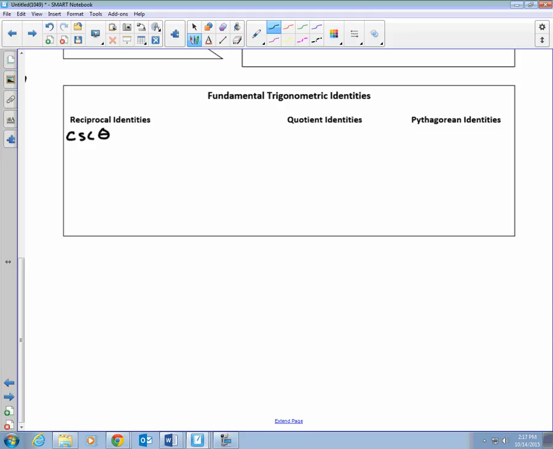Cosecant of theta is equal to 1 over sine of theta. Remember when we talked about reciprocals? Secant of theta is the reciprocal of cosine, 1 over cosine. And cotangent of theta is the reciprocal of tangent, 1 over tangent. So we briefly mentioned those before.